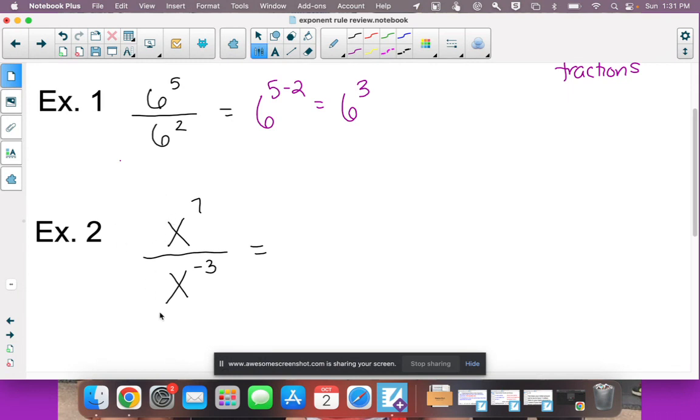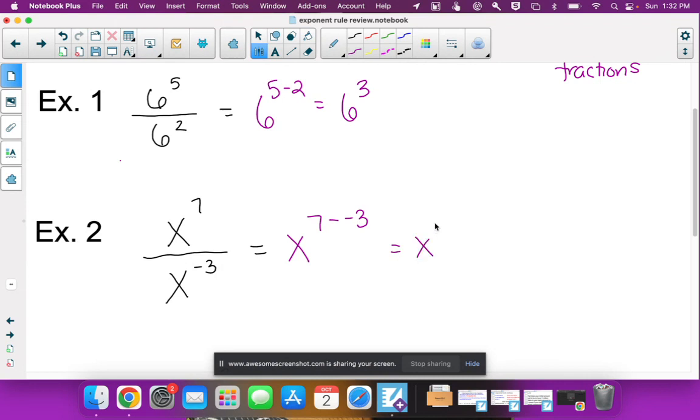Okay, so now my base is x, and that is 7 minus negative 3. Numerator minus denominator, 7 minus negative 3. Be careful with your double negatives. That is going to change. So that's going to be x to the 10th power.